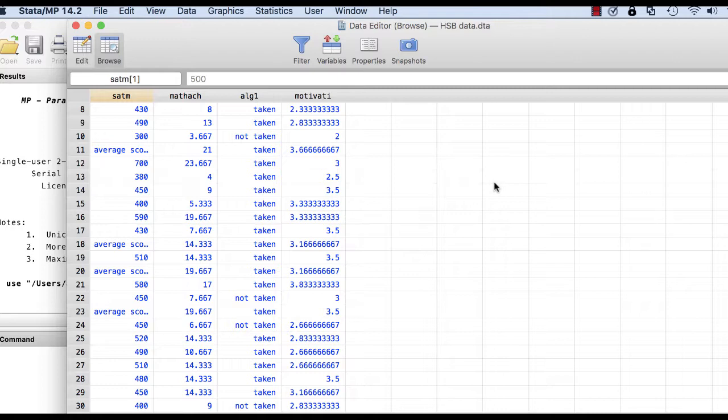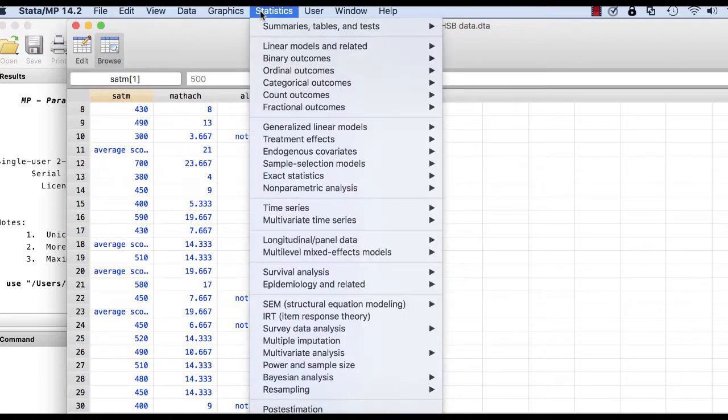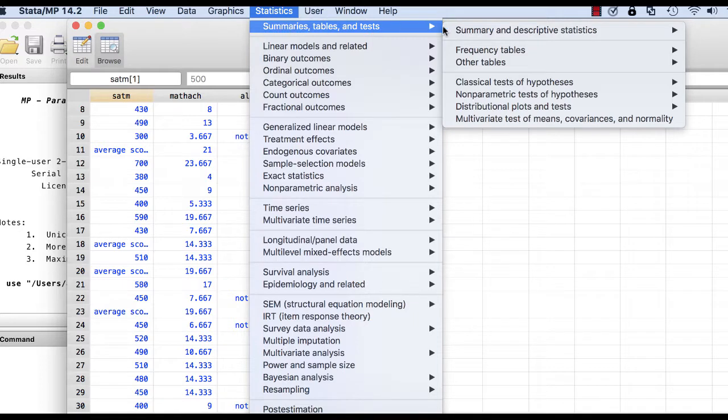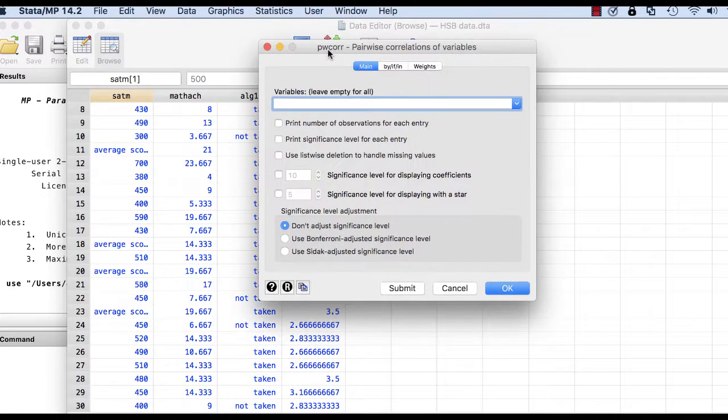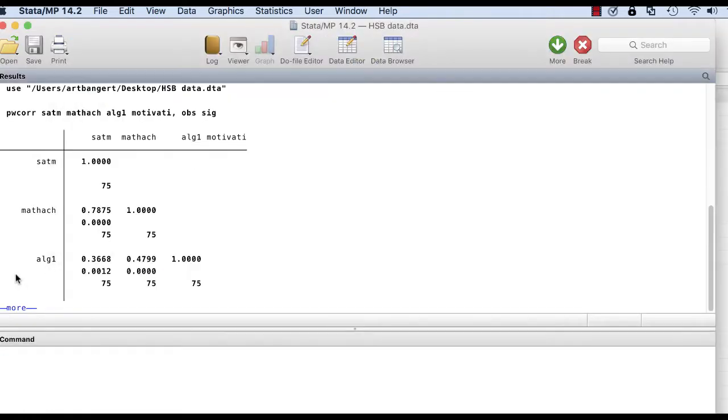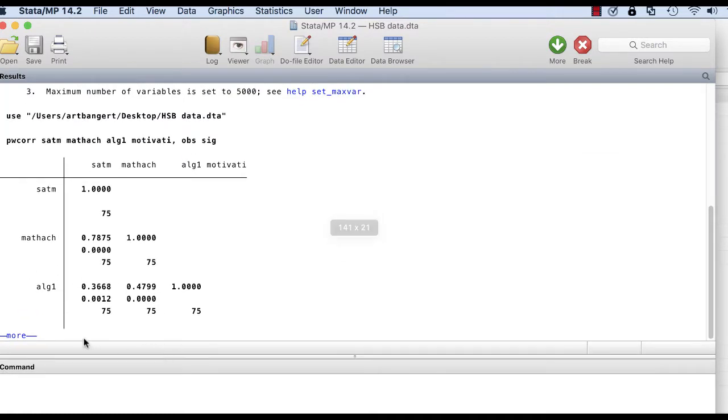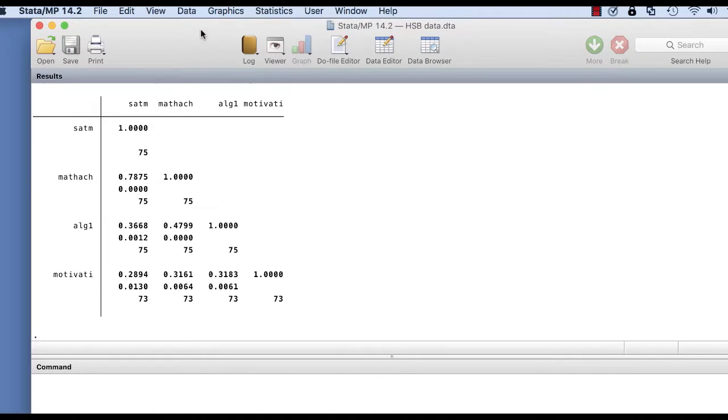So the first thing I like to do is look at the correlation between these variables. We can go to Statistics, Summary and Tables, Summary of Descriptive Statistics, and go to Pairwise Correlations. I'm going to pick all those variables, and I want to know the number of observations in each, but more importantly I want to know the significance level. Then I can submit that, and we can toggle over to this output.